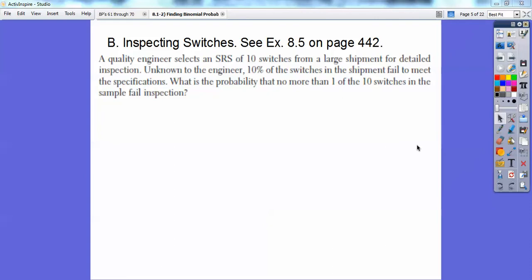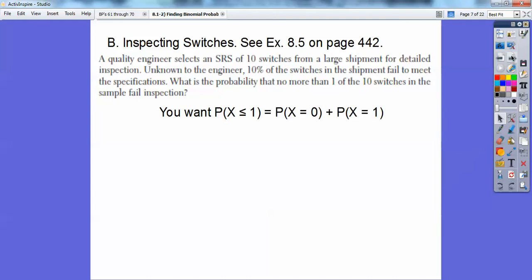This is a binomial because it either is successful or it fails. There's only two options here. So what we're going to look for is the probability that our x is less than or equal to 1, because it says no more than one of these. So that could be 0 or 1. So the probability that x equals 0 plus the probability that x equals 1.